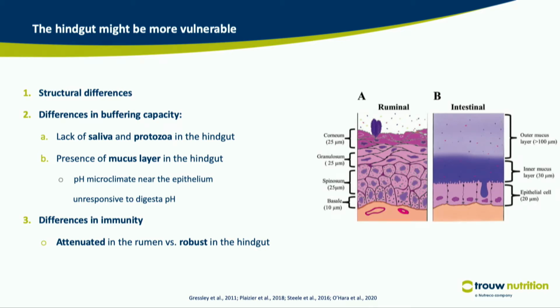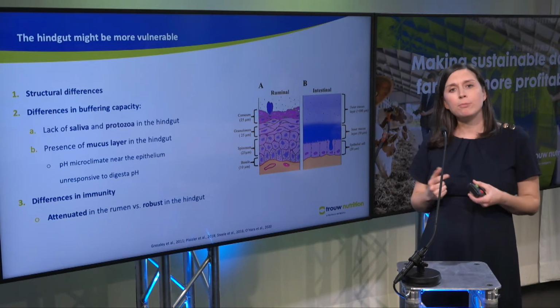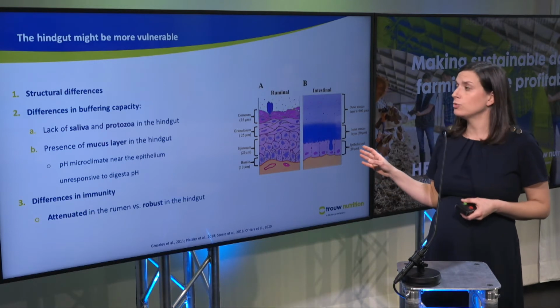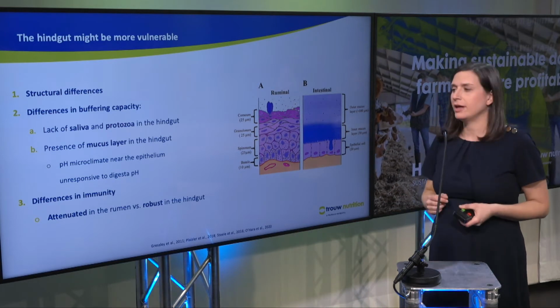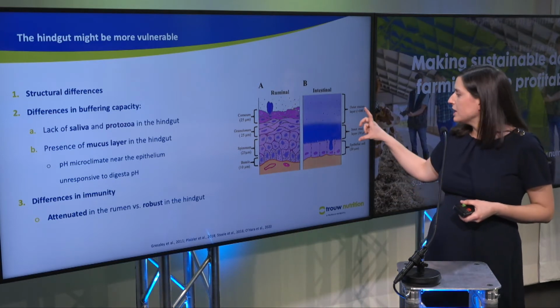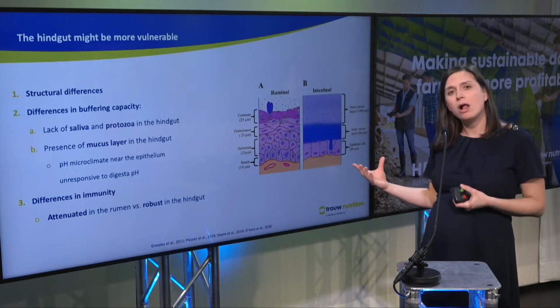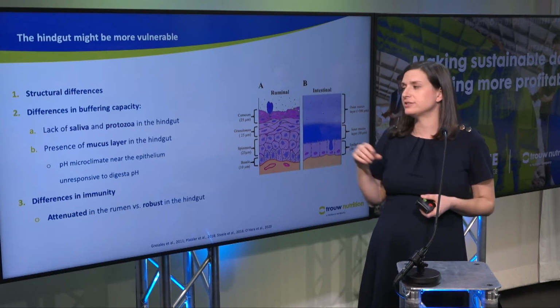We also have differences in buffering capacity. In the rumen, we have the saliva, the protozoa, and these are important at modulating rumen pH. These don't exist in the hindgut. What we have in the hindgut is a mucus layer. And this might seem protective at first sight, but what the mucus layer is going to do is to create a microclimate here that is going to prevent the epithelium from sensing changes in pH of the digesta. So it's really not going to be able to respond as well to these changes in pH compared to the rumen, which is in direct contact with the digesta.